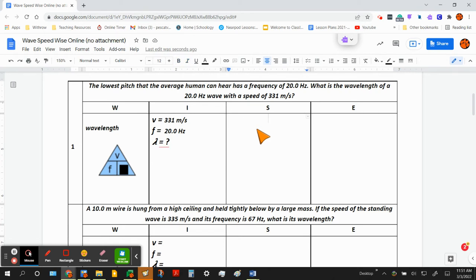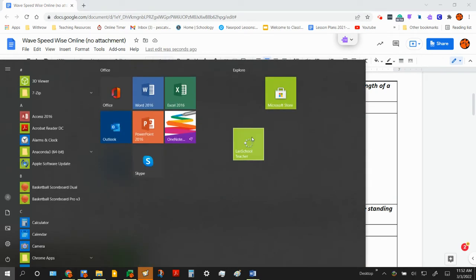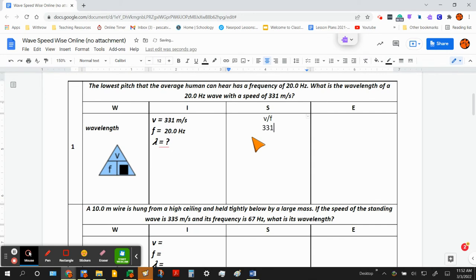So for my setup and solve on the computer, it should look like this. V, and then the symbol for divide is slash, and then F. All right, then I'm going to plug in those numbers. For V, I had 331. So 331 slash my frequency was 20. That's showing my work.